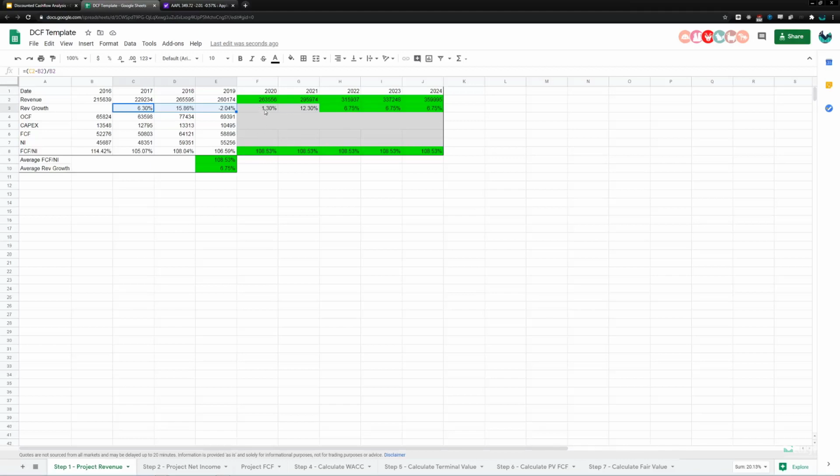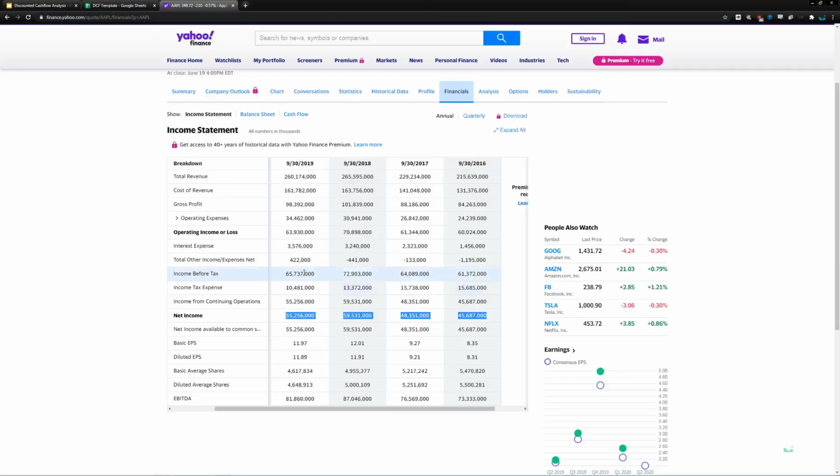The other thing that I did here is I included in this average revenue growth the first two estimates from Yahoo Finance. So for 2020 and 2021, that's where these numbers are coming from, this 1.3 and 12.3.